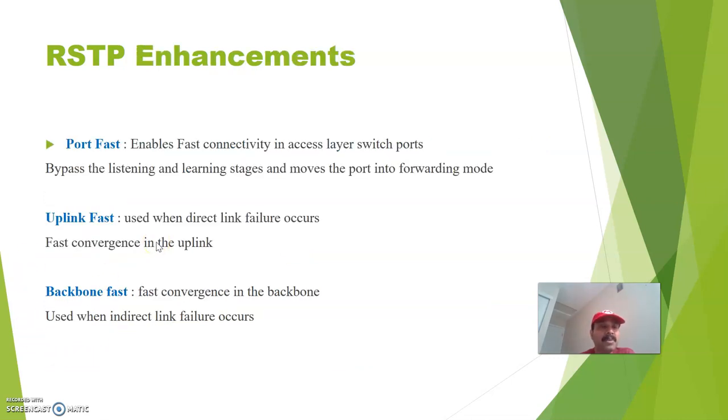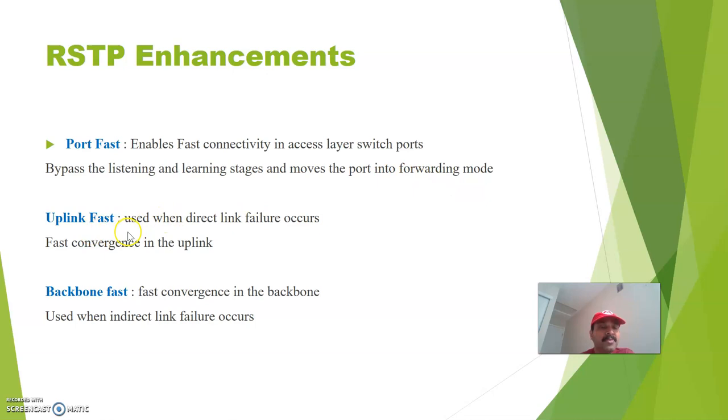So what are the RSTP enhancements? RSTP does a quick convergence through these three enhancements. The first enhancement feature is PortFast. PortFast enables fast connectivity on an access layer switch port. It is always enabled on an edge port where a single host connects, which shortens the listening and learning stages. It immediately moves the port into forwarding mode.